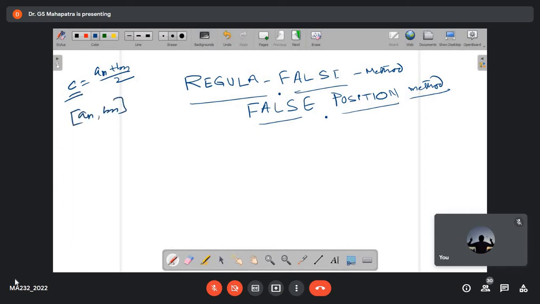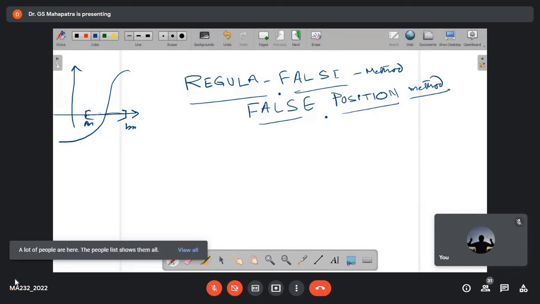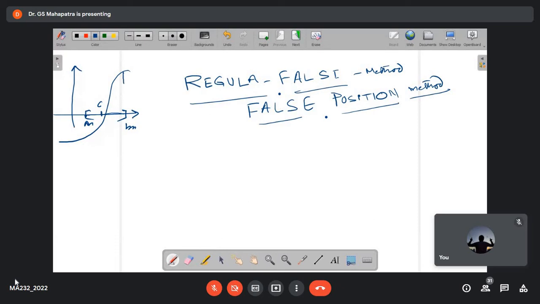And what is the graphical interpretation? Say if we have to find the root of a curve, you consider one interval, with endpoints An and Bn, such that at least one root lies between them. Then you take the middle of these two points as C.